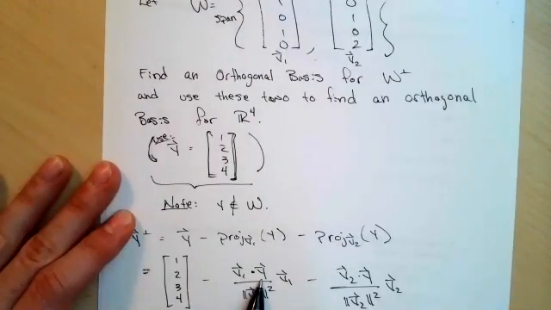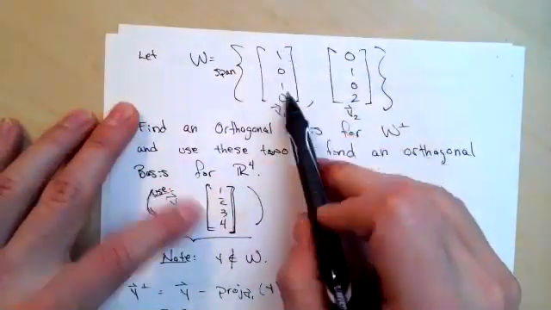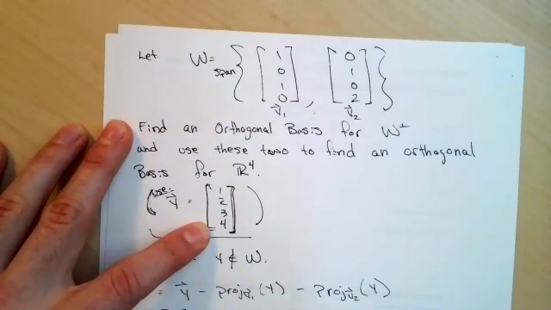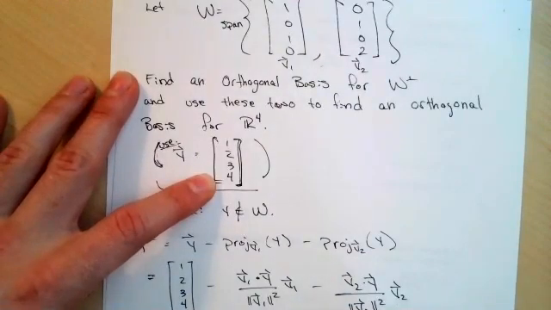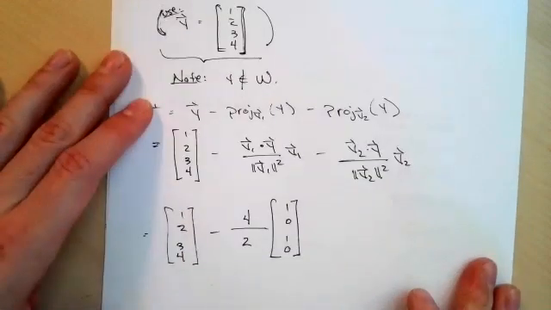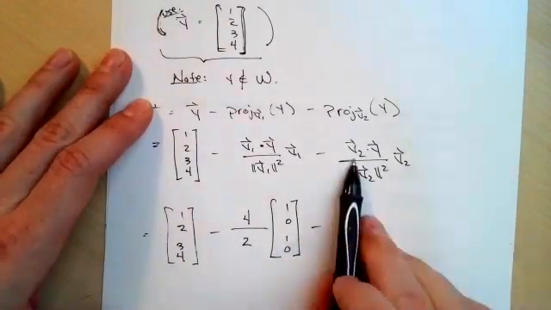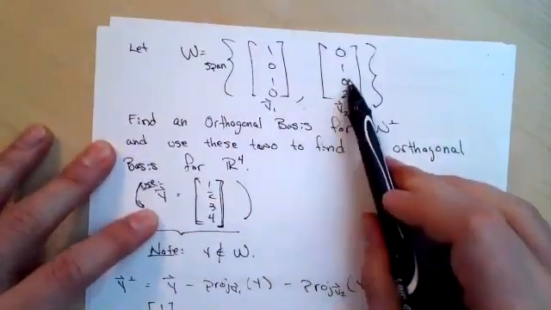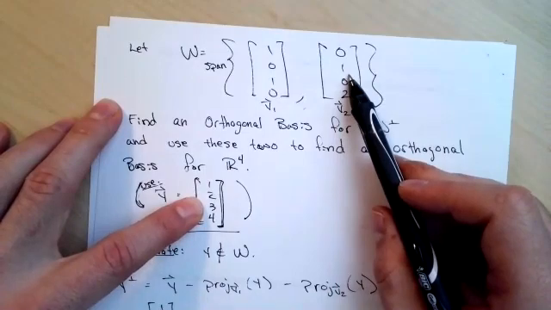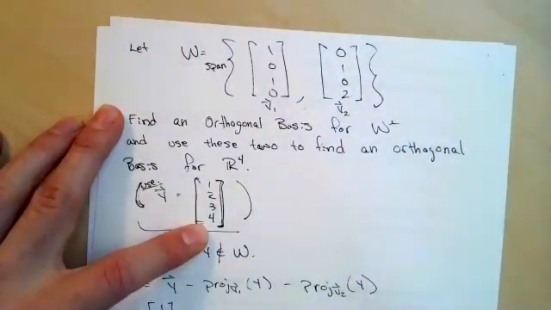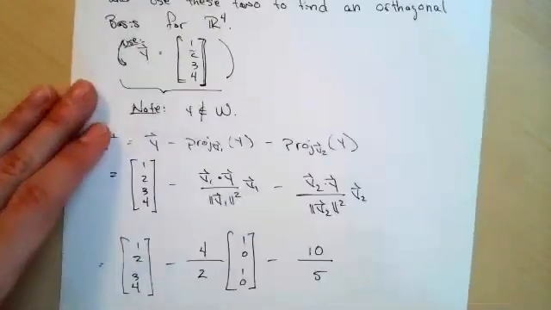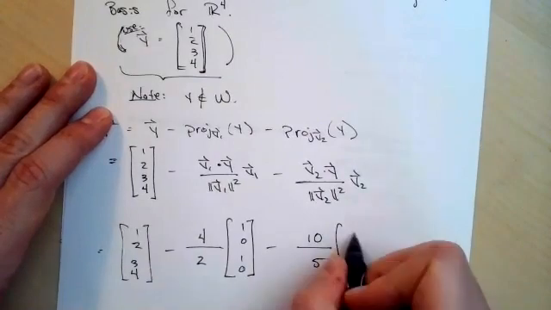So v1 dot y, what are we going to get? 1 and 3, so 4, over v1 squared is going to give us 2, minus our v2 dot y, which is going to give us 2 plus 8, so 10, divided by the norm squared of v2, which is 5, in the direction of v2.